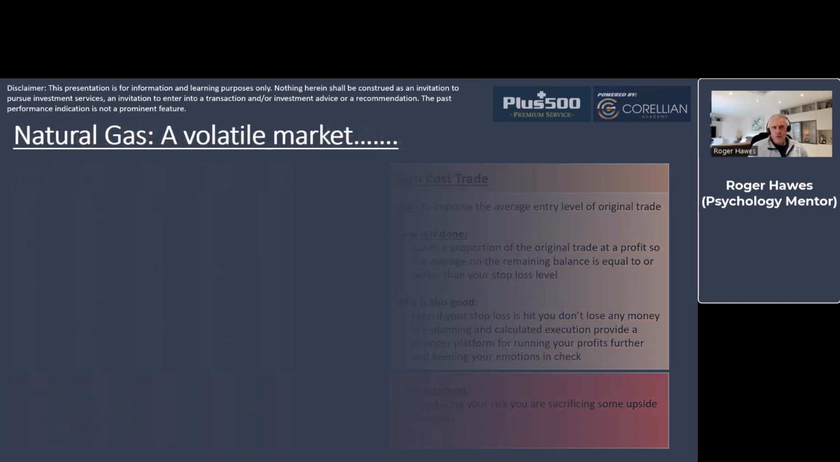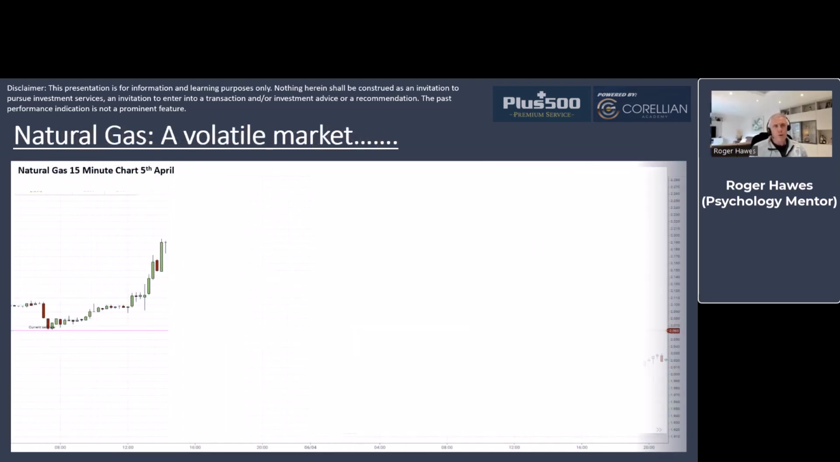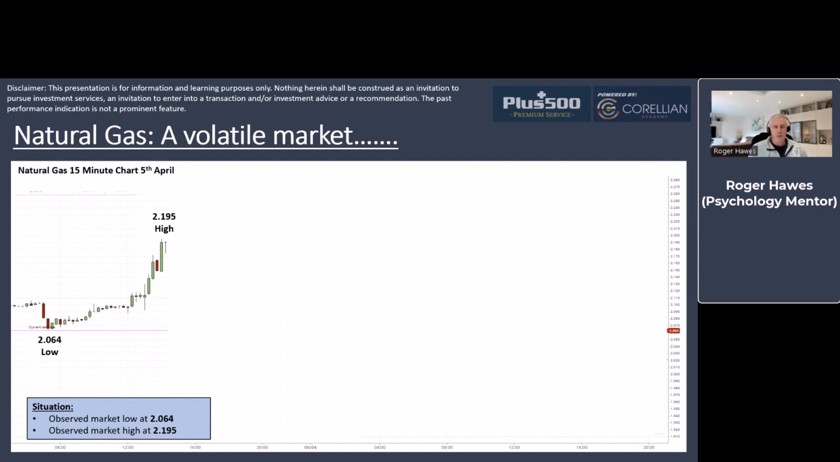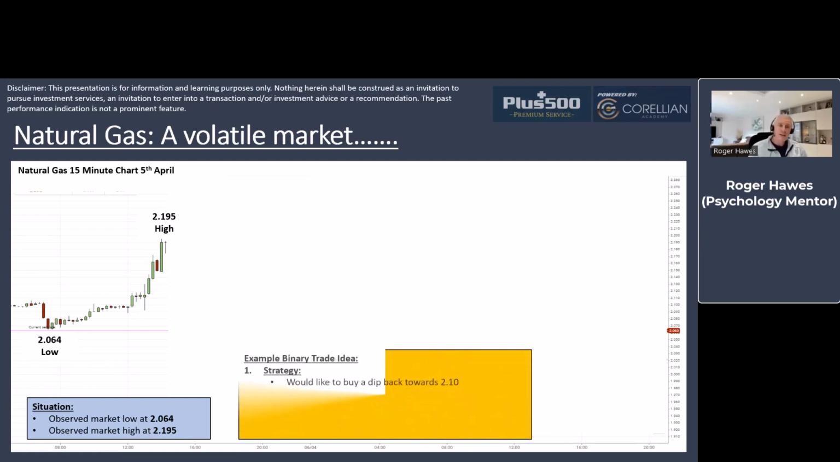So I'm going to try and showcase these two examples on a chart here. I'm going to pick up natural gas. We've got a situation here where the market has observed a 206.40 low and a 219.50 high. Now, let's say I did fancy this market higher, but I actually never got involved on that upward move. But I still like the fundamentals. Maybe I feel it's run out of a bit of steam and I don't want to jump in towards those highs. So now I'm thinking a little bit smarter already.